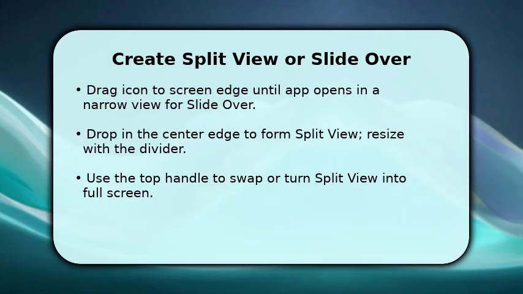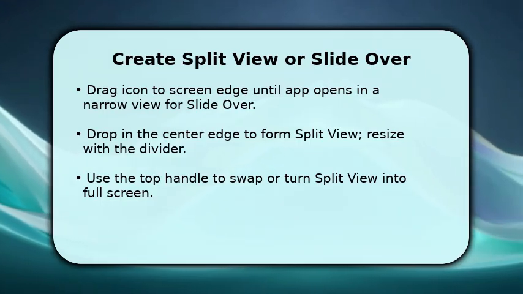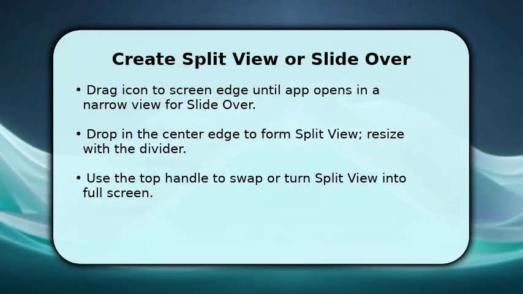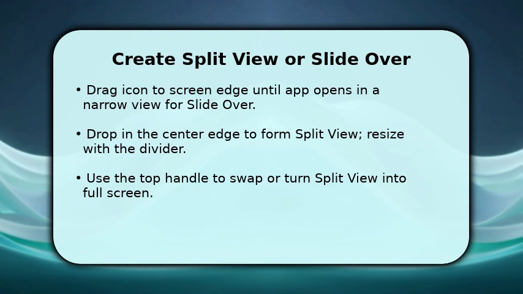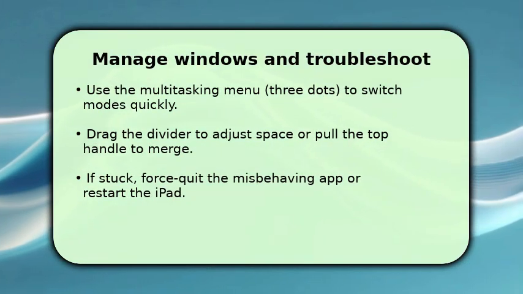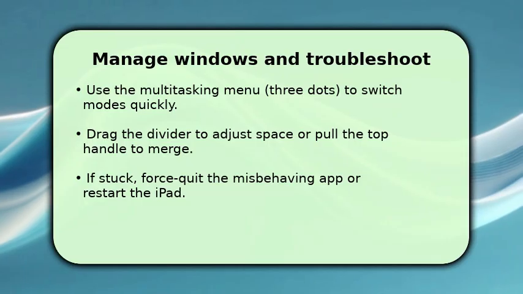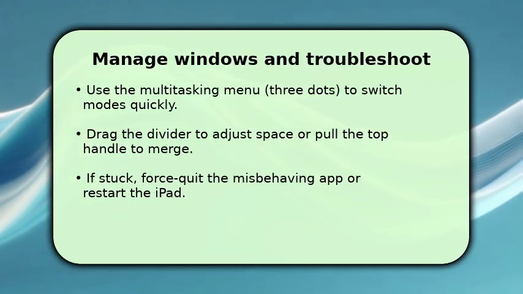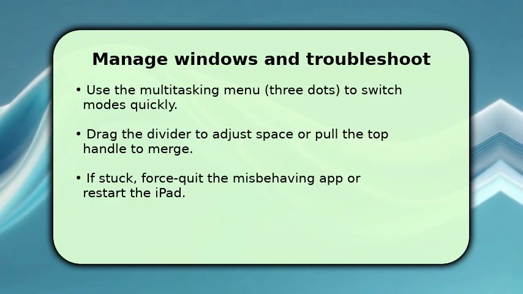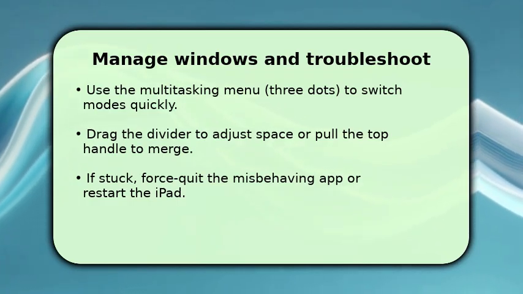Once done, use the small handle at the top to swap positions or return an app to full screen when you're finished. Finish by refining window behavior and saving your workflow. Tap the three-dot multitasking menu at the top to switch between split view, slide over, and full screen. This is faster than redragging.